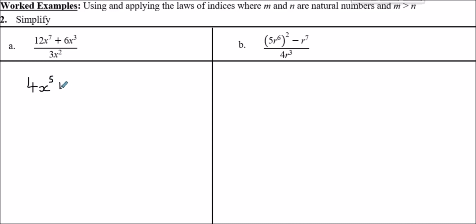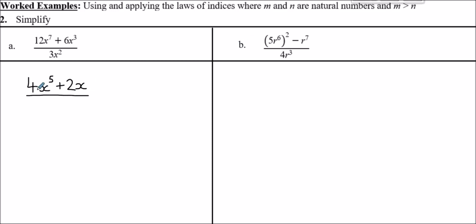In the same way, we do the same with this second term. 6 divided by 3 gives us 2. x cubed divided by x squared, that's going to become x to the power 3 minus 2, which is x to the power of 1. Because it's a power of 1, we don't need to actually write the 1. We just leave it there as it is.